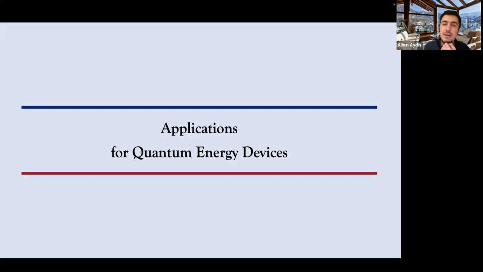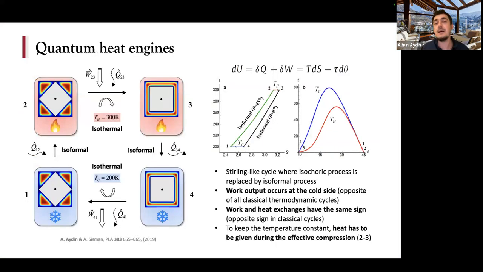And now I would like to mention some of the applications of this in quantum energy devices. The first application is designing a quantum heat engine based on this effect, which in general we call the quantum shape effect. Here you see a Stirling-like cycle. I'm saying Stirling-like because, as you see, I changed one of the processes here.